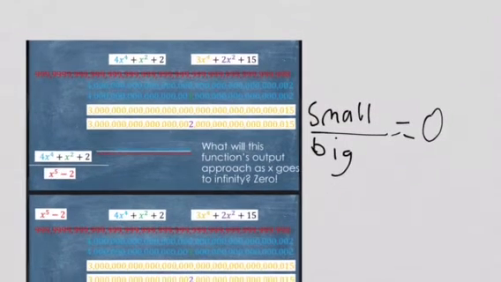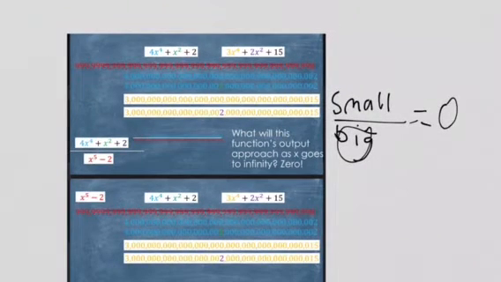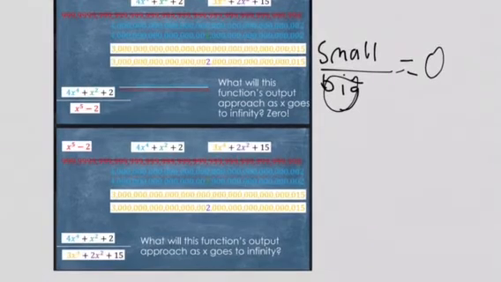The bigger the denominator is compared to the numerator, the smaller the output's going to be. So this has a horizontal asymptote at 0. So let's do another function. Let's do (4x^4 + x^2 + 2) over (3x^4 + 2x^2 + 15). Okay, it's this number divided by this number.